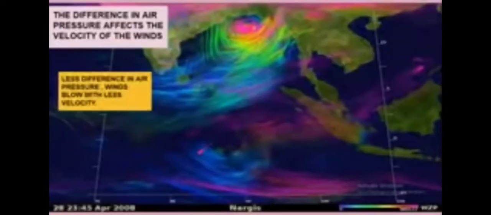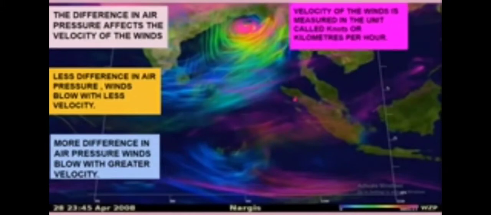So let us see what happens because of the difference in air pressure. Because of the difference in air pressure, what does it affect? It affects the speed. The difference in the air pressure will affect the speed of the winds. That means the velocity of the winds is affected because of the difference in air pressure. How is it affecting the velocity of the winds?